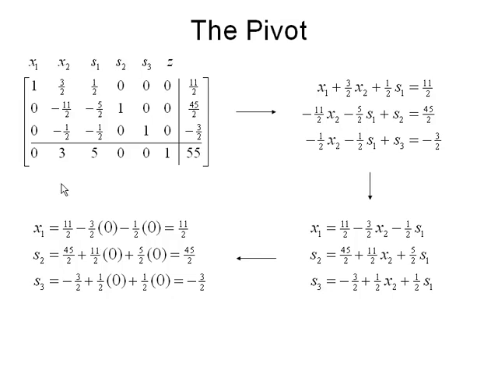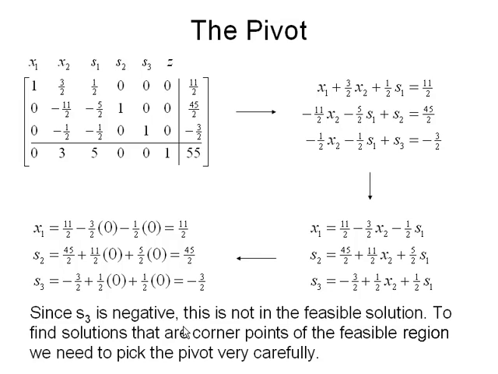Now, when you take a look up here, we probably could have just done this straight from this matrix, because when we set x sub 2 and s sub 1 equal to 0, it's basically saying these two columns are gone, and what's left is the x1, 11 halves, the s2, 45 halves, and the s sub 3, minus 3 halves. So we really don't need to go through all of these steps. If we realize what's basic and what's non-basic, we can just read the answers off of the simplex tableau.